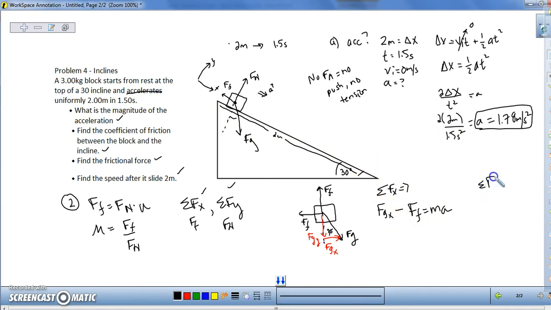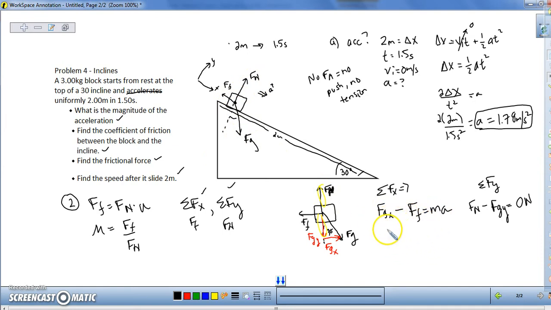Let me write the equation for y and then we'll solve them. For the y, I have force normal, and then this is force gravity in the y. Let me fix that as force normal. Apologize. There you go. So force normal's up, minus the force of gravity in the y equals 0 in this case. In other words, this thing's not moving up or down or accelerating in that direction.